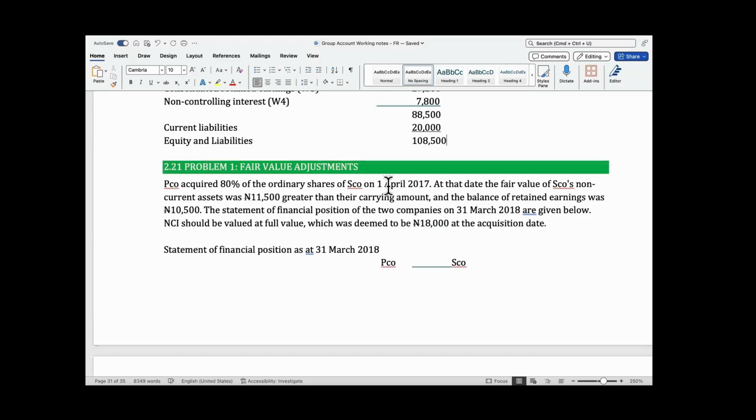What's happening here is this. I acquired this subsidiary in April, which is the date of acquisition. And at that date, the fair value of ESCO's non-current asset was 11,500 greater than their carrying amount. So at the date of acquisition, we discovered a revaluation surplus. So how do we treat that revaluation surplus here? Is there anyone that can try? How do we treat it here? Nobody can try?